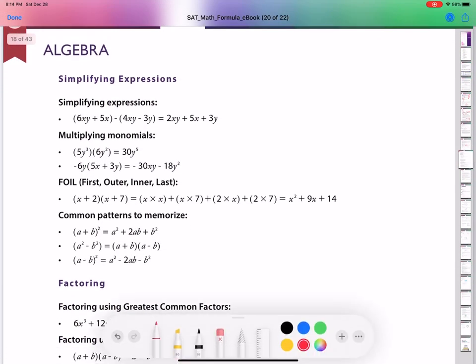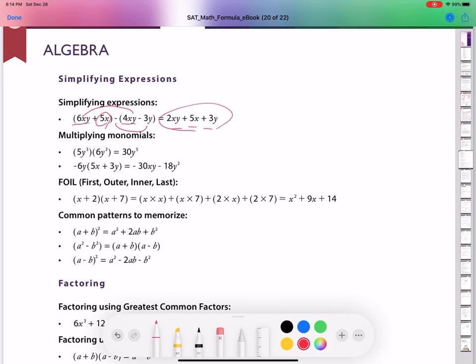Algebra. Simplifying expressions. We can add or subtract only like terms. 6xy and 4xy are like terms. In that case, 6 minus 4 is 2, so 2xy. And then negative, positive, so 5x. It has no like terms. And then negative 3y is positive 3y. This is the simplest form.